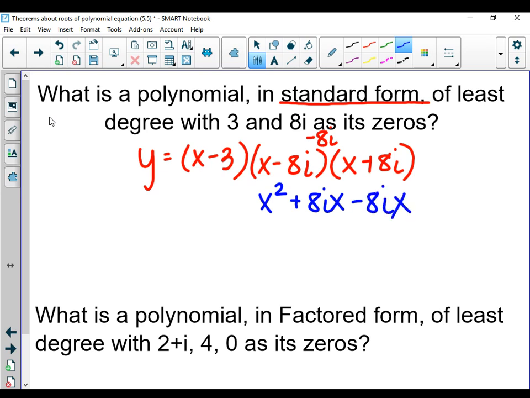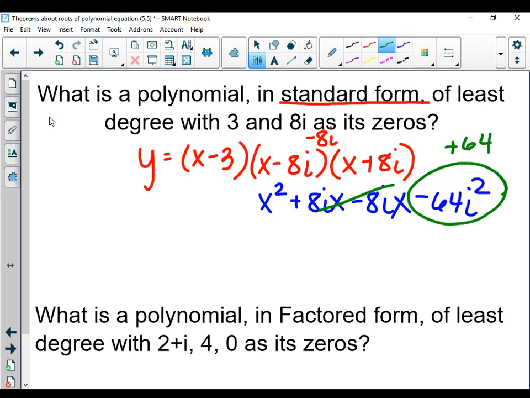I don't really care how you write that because it goes away anyways. Then we get minus 64i squared. Okay, so like I said, these disappear and this becomes plus 64. Okay? So now we have x minus 3 and x squared plus 64.